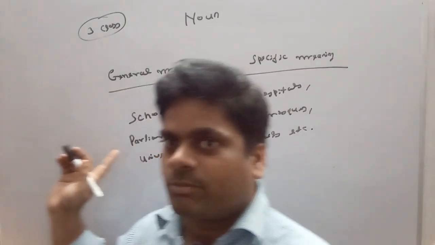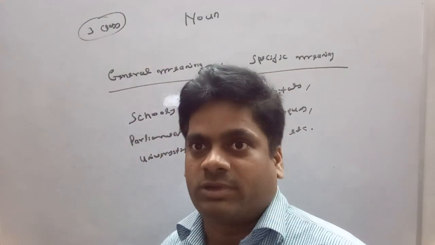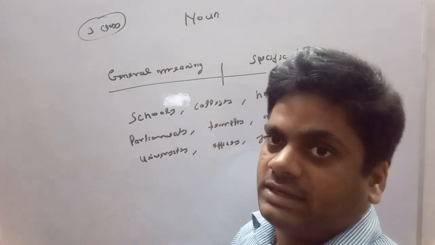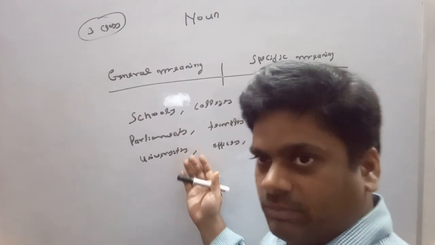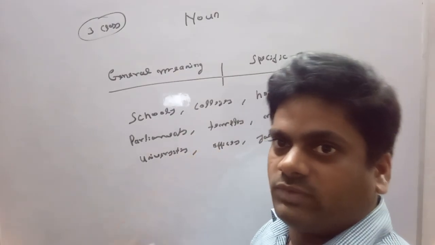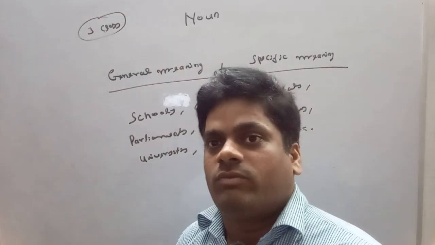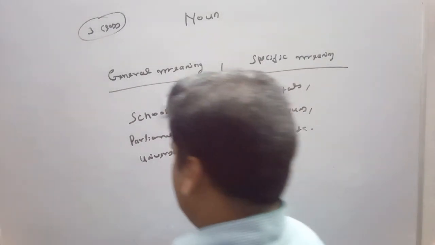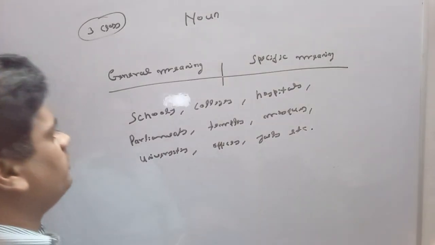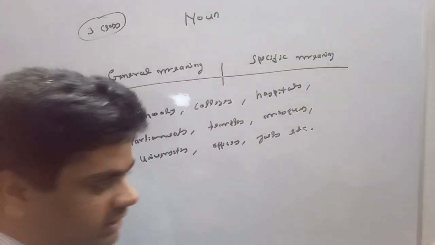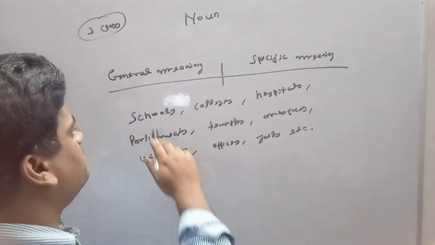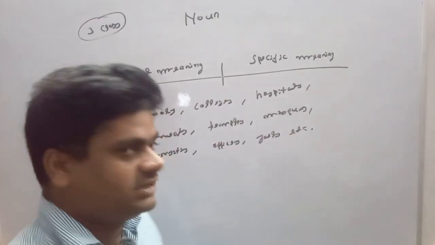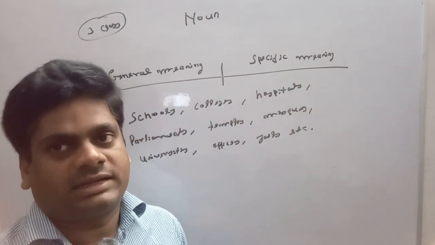If these places are supposed to be visited for their primary purpose, then no article is allowed to be used before the noun. But if these places are supposed to be visited for a specific purpose, then we can put article before these nouns. For example, if a subject wants to visit a school in order to study, then we cannot put article before school.